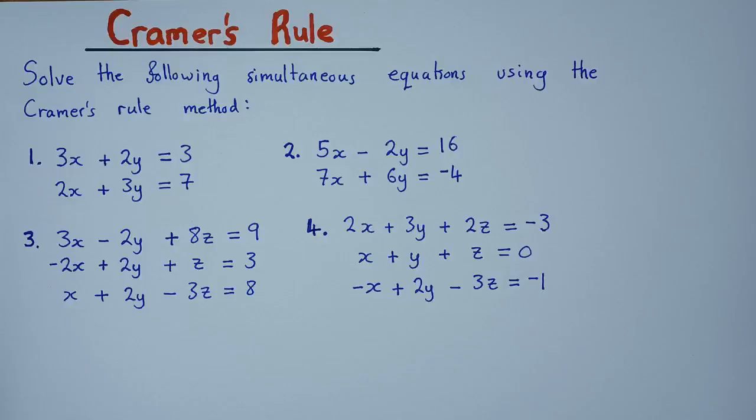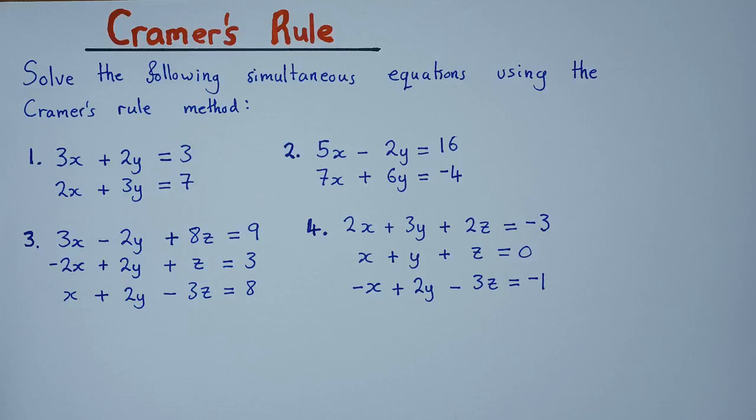We'll be looking at how to solve a simultaneous equation using a method known as the Cramer's rule. So the Cramer's rule is used to solve a 3 by 3, a 2 by 2, even a 4 by 4 matrix, and I'll show you how that is done in a few seconds.